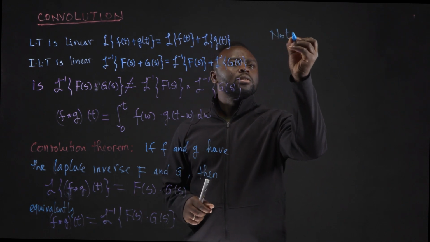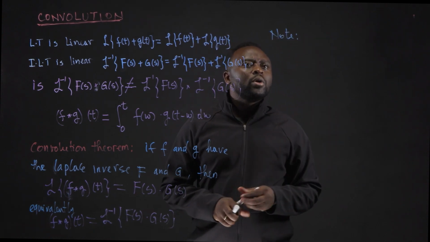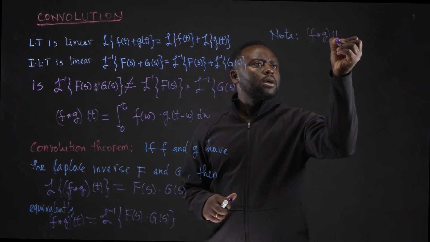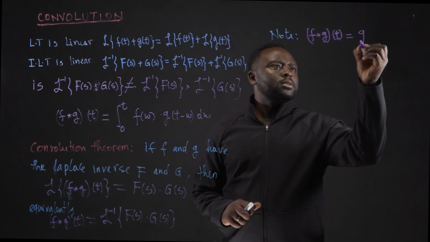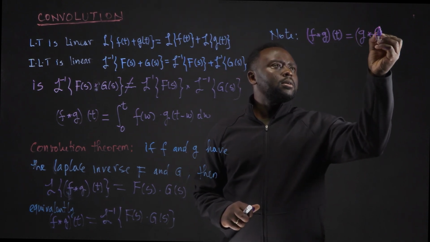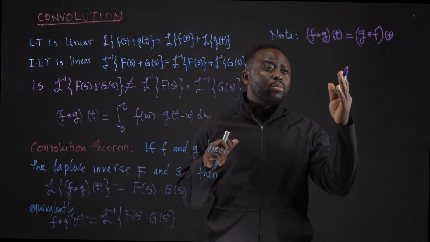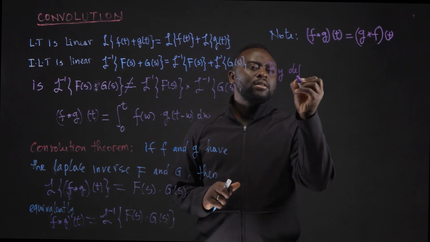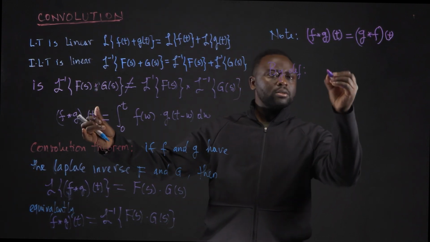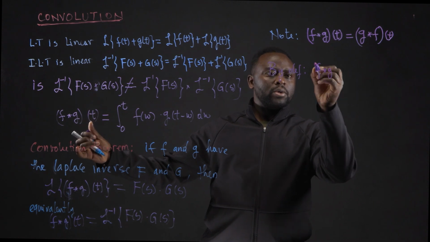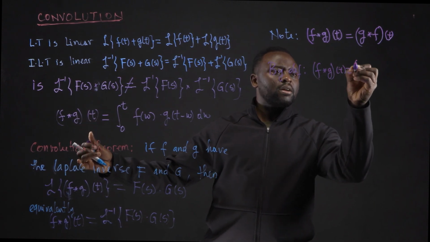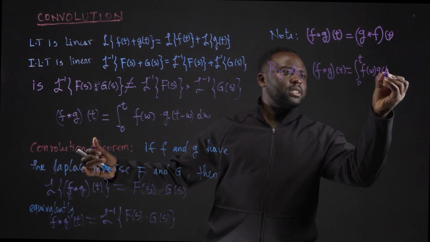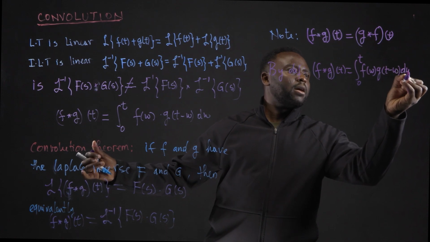Alright, take note of this. The convolution of these two functions, f convolution g of t, is equal to g convolution f of t. Can we prove this? Yes, we can prove this. By definition, we know that the convolution of f with g of t is the integral from 0 to t of f of omega times g of t minus omega d omega.